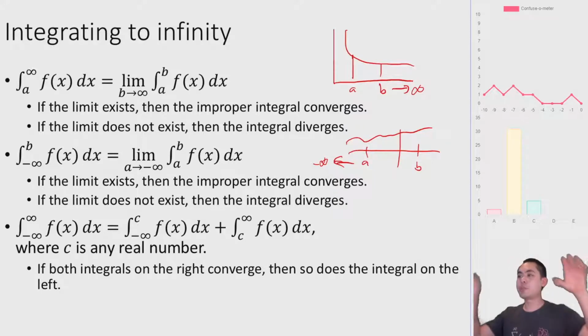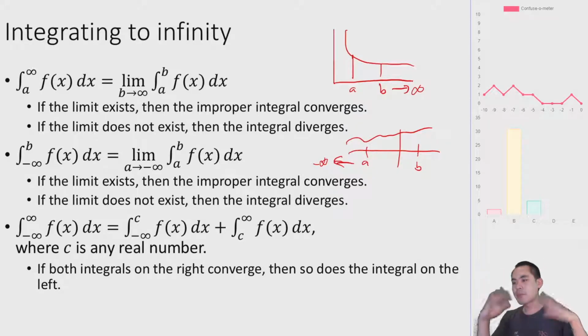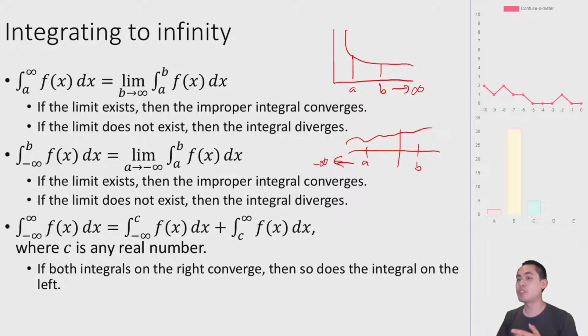Now, we can also push both a and b to positive and minus infinity, and we are making use of the fact that we can divide up our integral into two different parts, where you're integrating from minus infinity to c, where c is any real number, and from c to infinity. Often, for ease of notation, we let c be equal to 0, but it doesn't matter which c you choose, so long as your functions are continuous. And so, in this particular case, if both integrals on the right converge, then the integral on the left also converges, because you need, well, a real number.